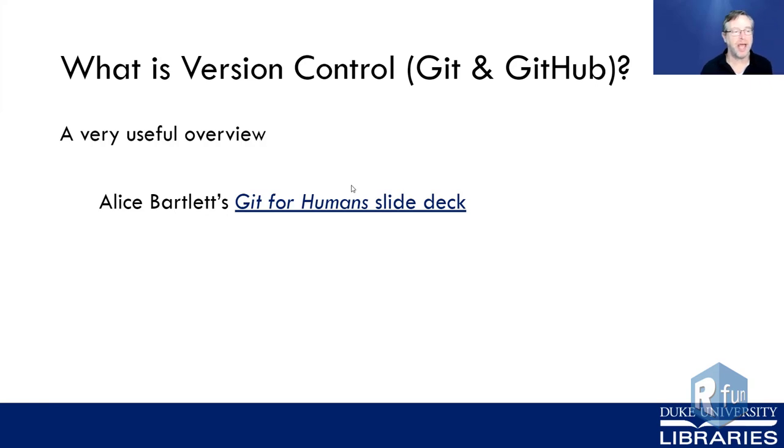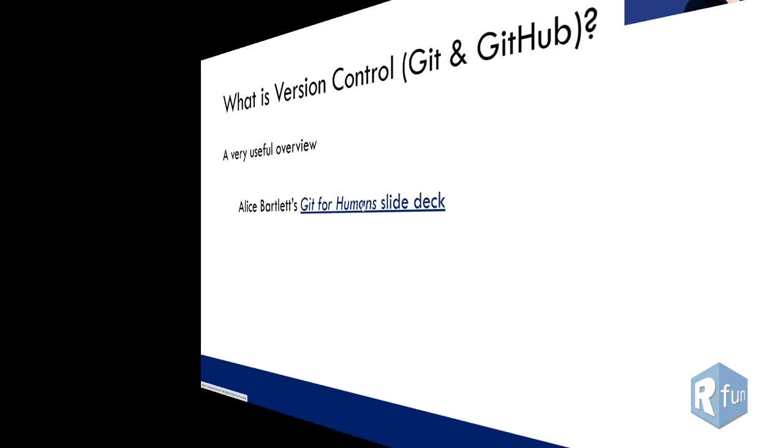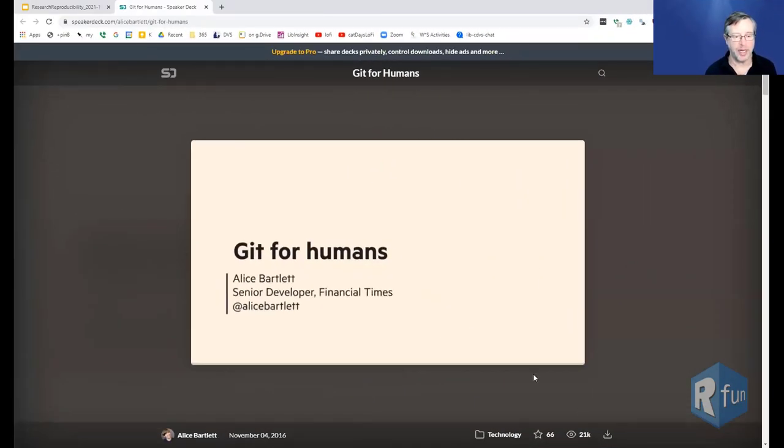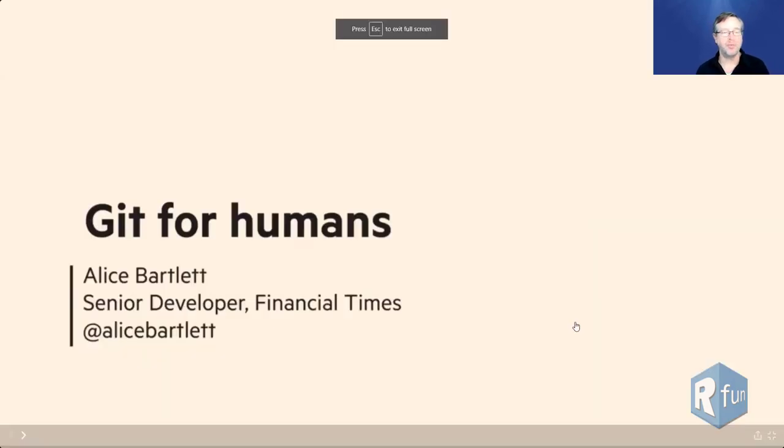In order to do that, I'm going to present Alice Bartlett's slide deck called Git for Humans. Alice did a great job of creating some really smart slides on what Git is, and I just want to attribute her work. Obviously she shared it to be attributed, and we can be thankful that Alice is such a good designer. Let me set this up. I don't know her personally. I don't know any of the people mentioned in this slide deck, and I never saw this presentation. I just saw the slides.